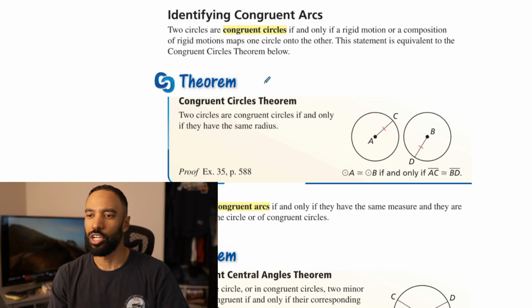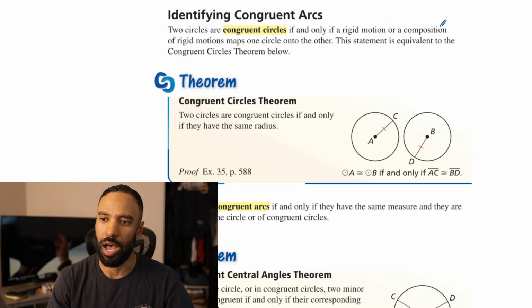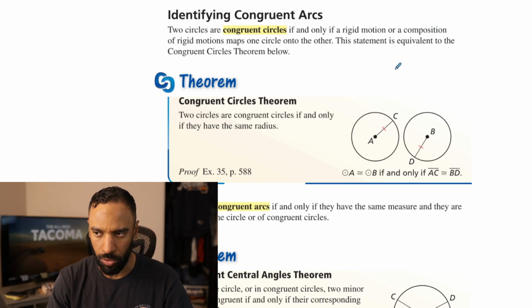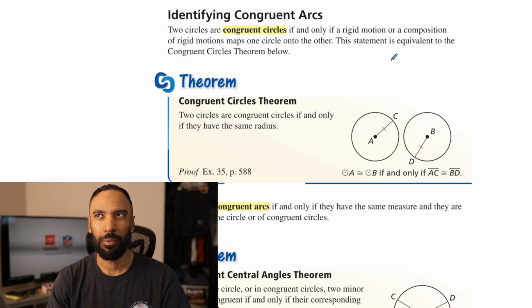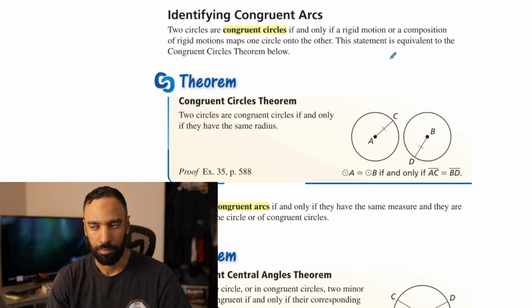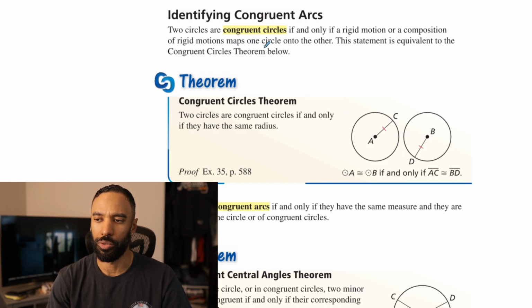All right, identifying congruent arcs. Two circles are congruent circles if and only if a rigid motion or a composition of rigid motions maps one circle onto the other. Sounds like transformations. Do a translation here. You can't really reflect or rotate circles, but if you just translate, just bring it on over. This statement is equivalent to the congruent circles theorem below.